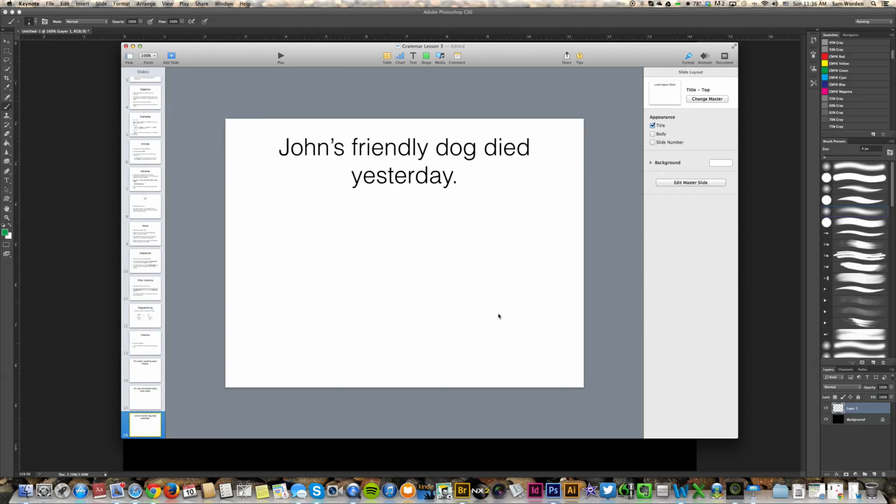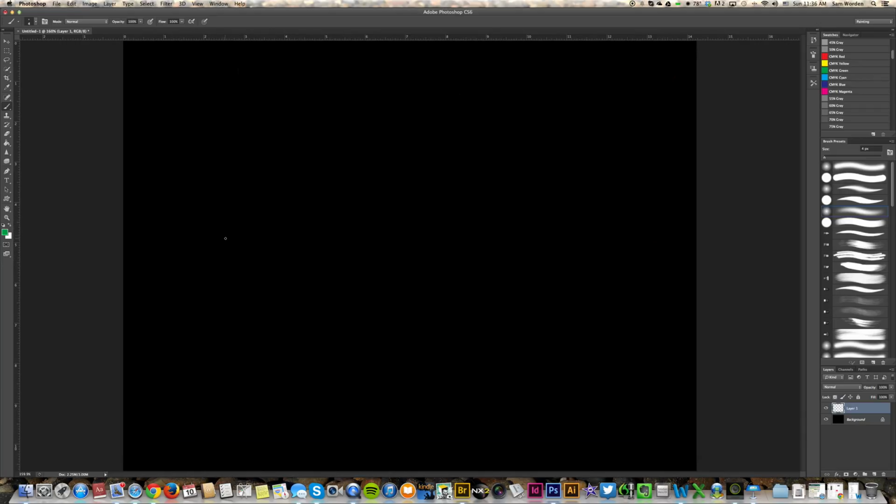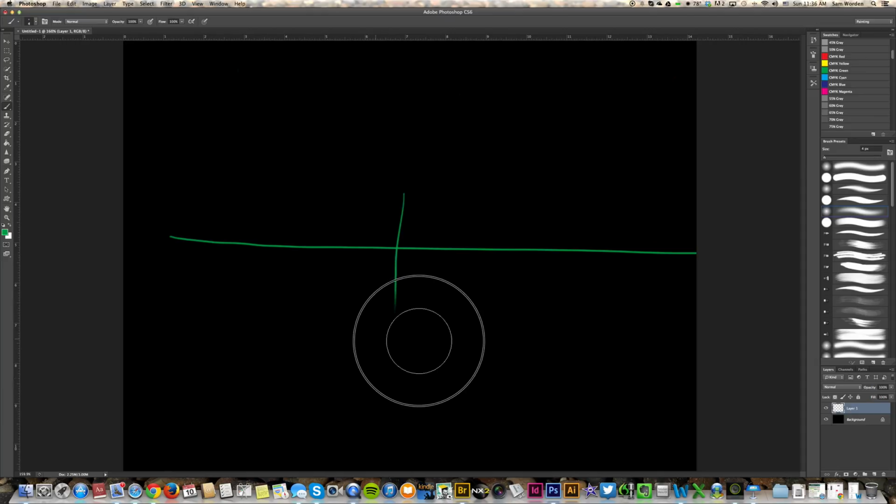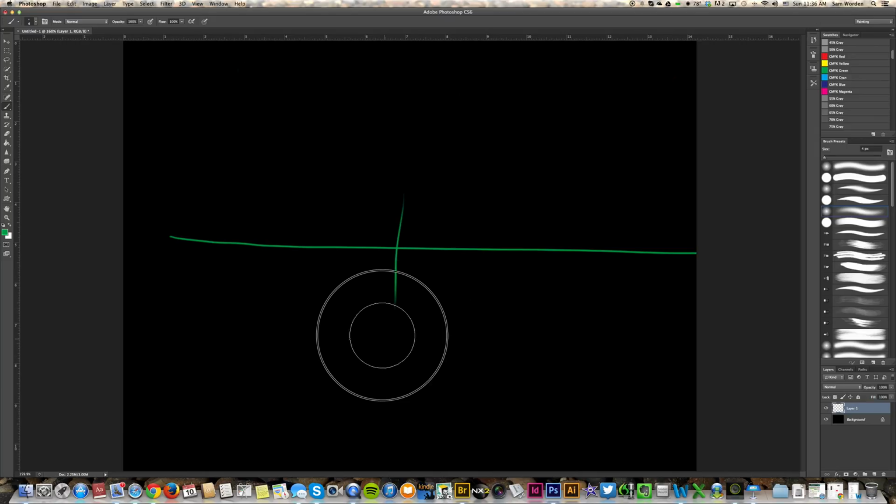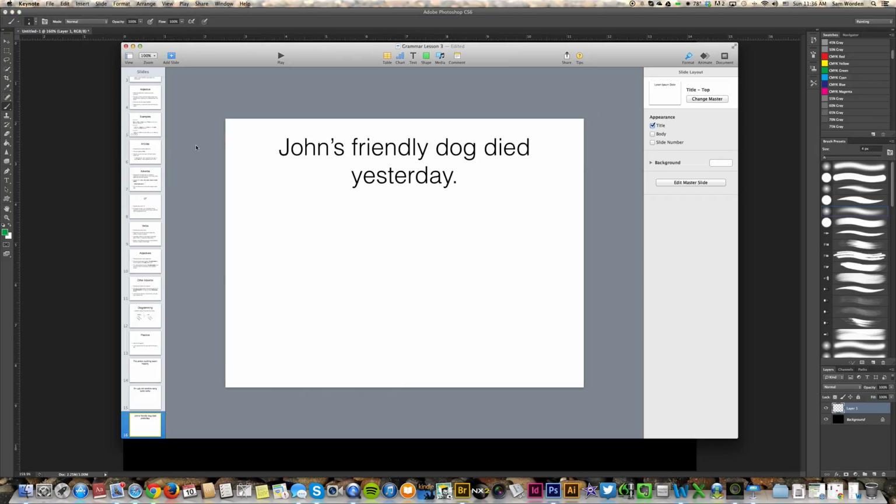John's friendly dog died yesterday. Oh, good. That's something that we didn't even really touch on yet. So that's good. Now, what you might be tricked into doing at first is making the subject John, right? Because John is a proper noun, and we just think John must be the subject, but it's not. What's being done? Died is the action. Who died? John didn't die. John's dog died. So dog is our subject.